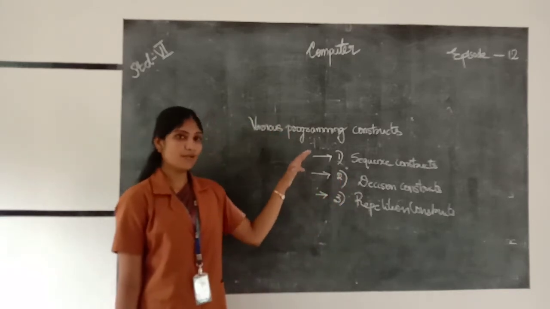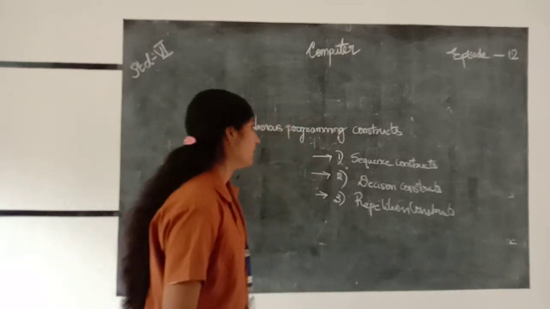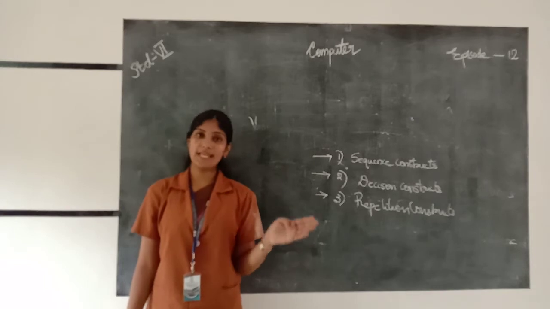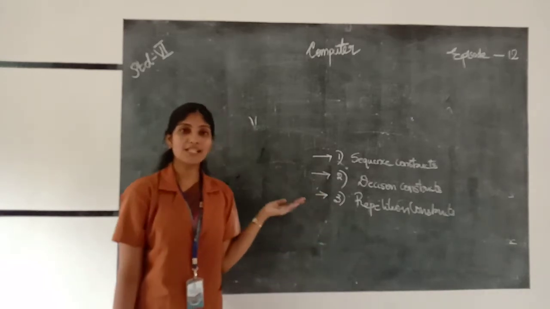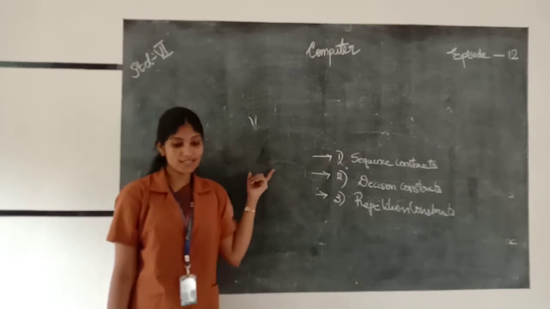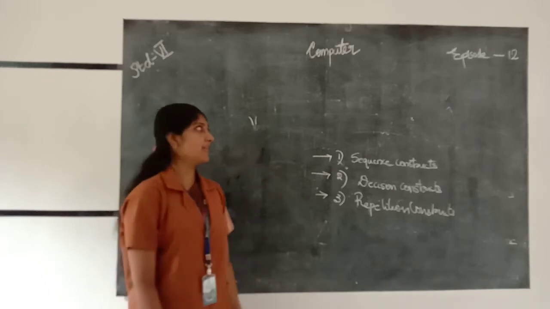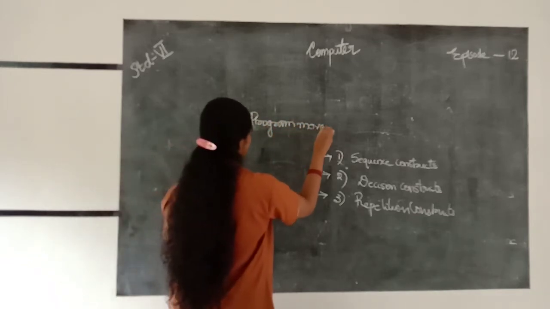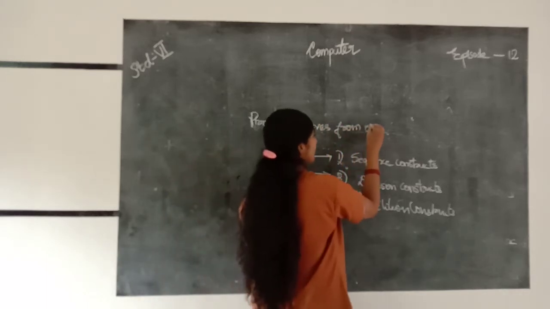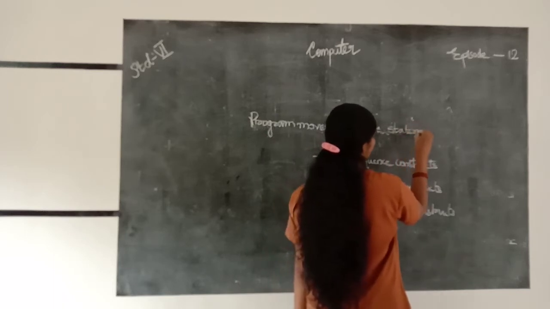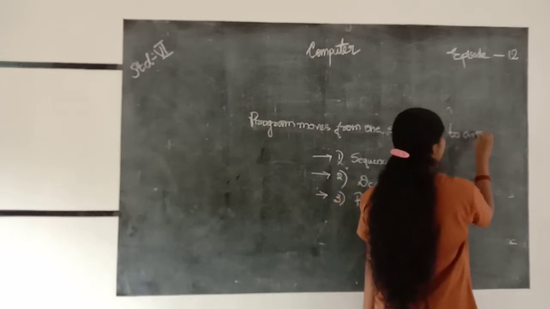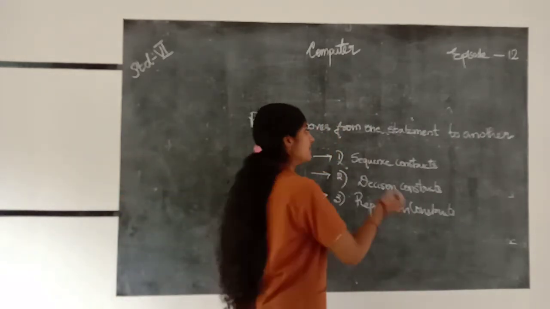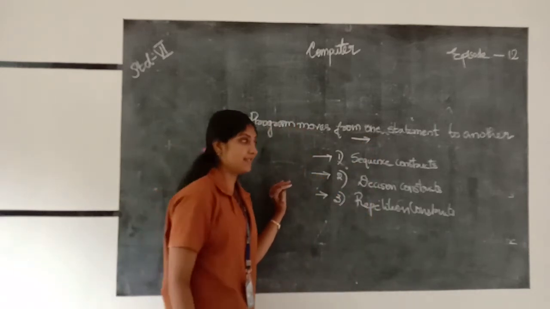One by one we can discuss. Let's start with the first one, the sequence construct. In the sequence construct, the flow of the diagram moves from one statement to another statement directly. There are no conditional statements in this type of flowchart. The program simply moves from one statement to another. Such a flowchart is known as a sequence construct flowchart.